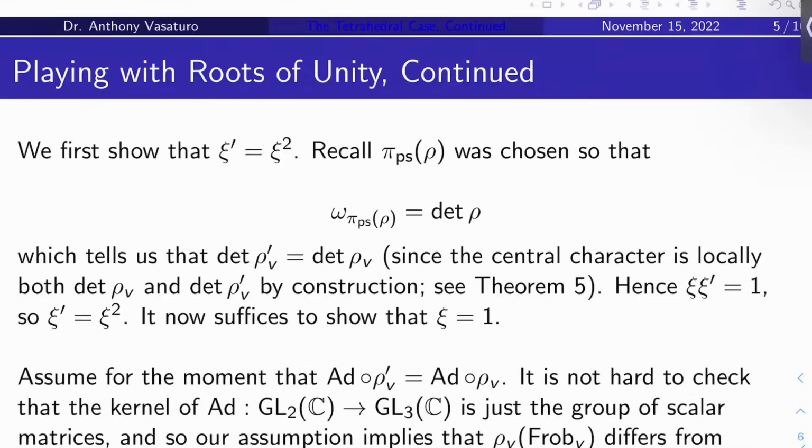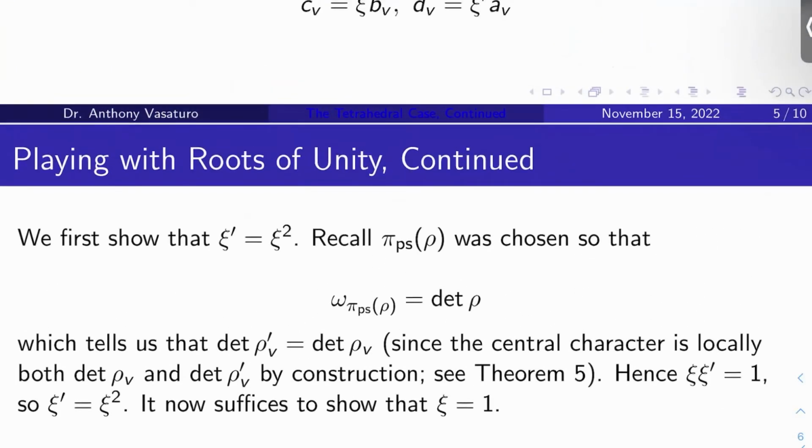Now, what I'm going to do is, under either assumption, show that c prime must be c squared. Here's where you have to remember, how did we choose pi pseudo of rho? We chose it so that its central character was det rho, right? Well, that tells me that det rho prime_v is det rho_v, because the central character here is locally both det rho_v and det rho prime_v by construction. Go check Theorem 5, for example.